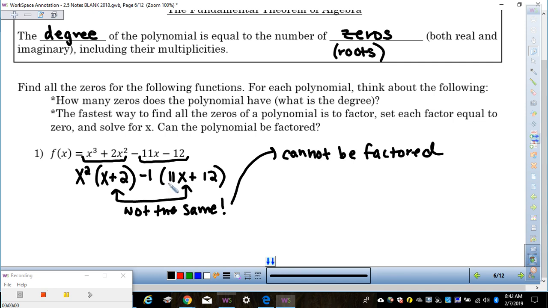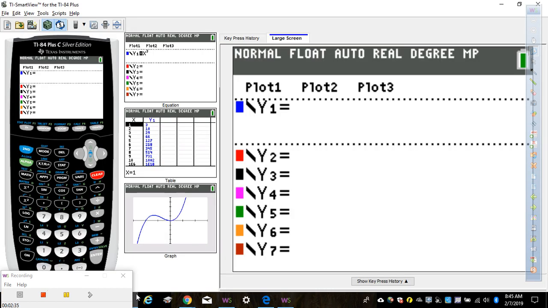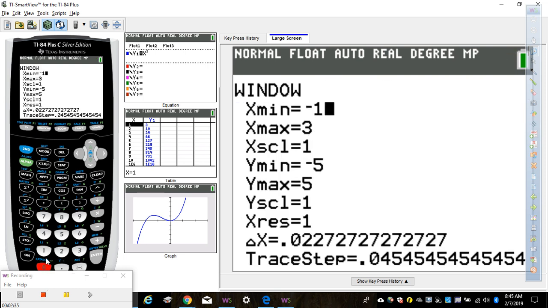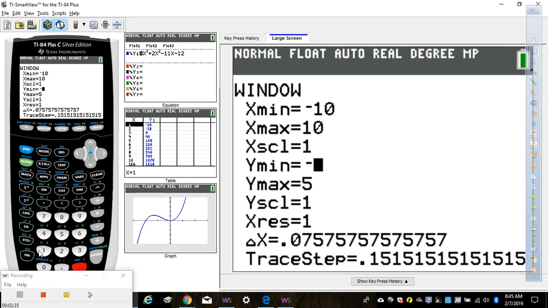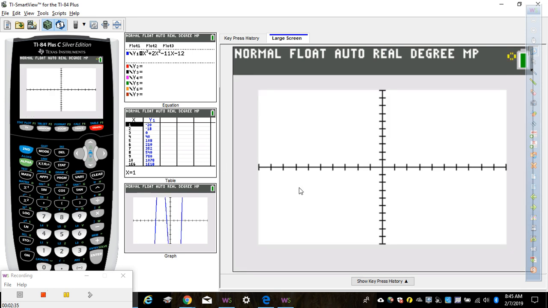Zeros, if they are real zeros, show up as x-intercepts on the graph of the polynomial. And so let's go to our calculator and see what the graph shows in terms of the x-intercepts. So we're just going to type our function in exactly as it's stated. So we've got x cubed plus 2x squared minus 11x minus 12. I'm going to double check my window and change it back to -10 to 10 in both directions. We can always go back and adjust our window if we want to zoom in on something or even zoom out, but this is a pretty good place to start.